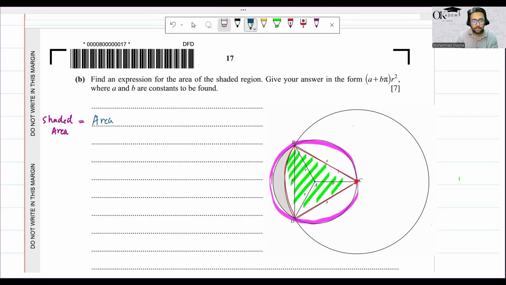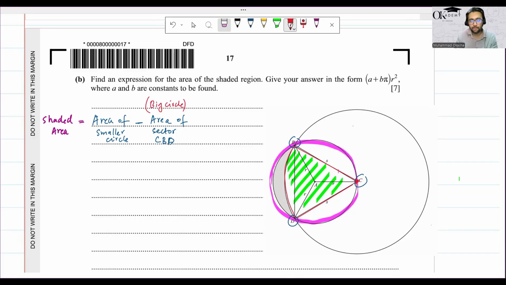So first thing I will have is the area of the smaller circle. I will subtract from it the area of sector. I'll name the sector CBD. Sector CBD. I think at the top I'm talking about the big circle. This is just for reference. It's just to understand.